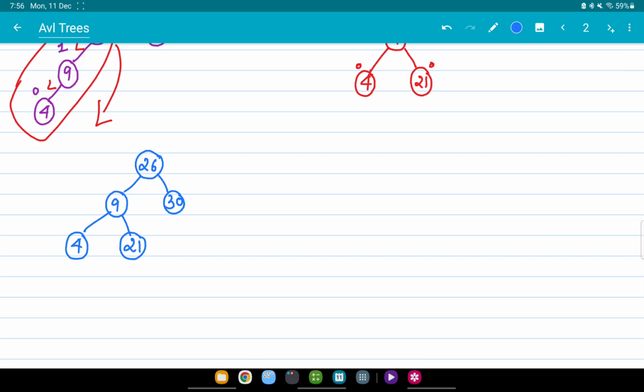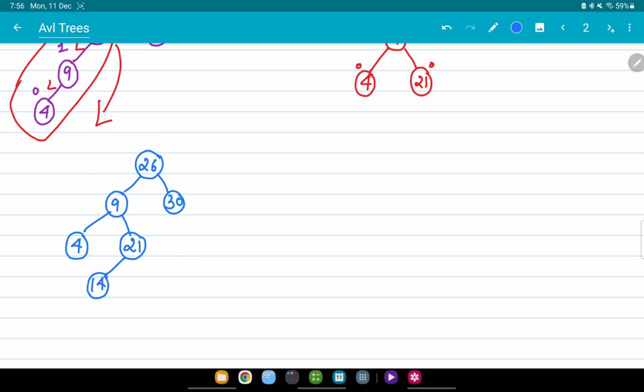Come from top. First you can see that 14 is less than 26, so it is going to come onto the left subtree of 26. Then the next node is 9. Now 14 is greater than 9, so come onto the right side of 9. Then you have 21. So 14 is less than 21, so come onto the left side of 21. And this is where 14 gets attached.